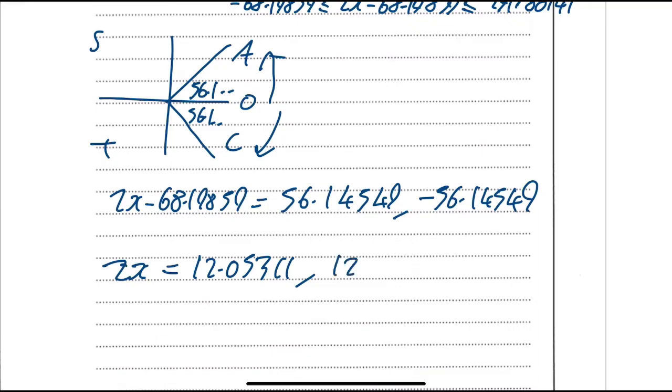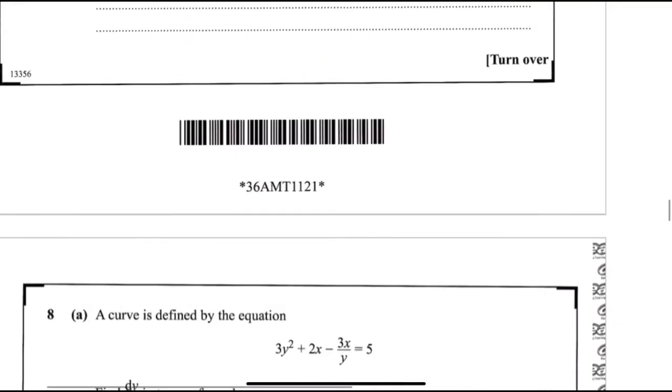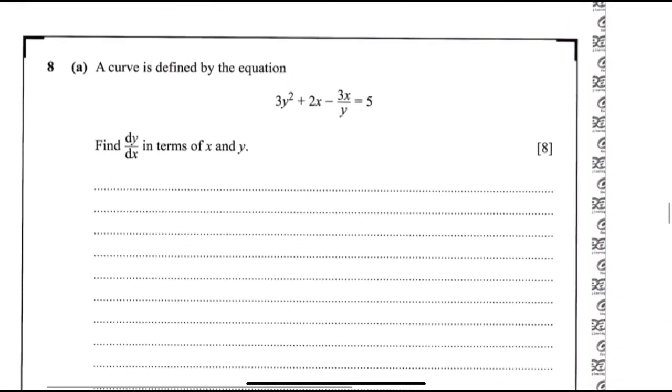You'll have 12.05311, or 124.34408. And divide through by 2 for your x, you'll have 6.03 degrees to 3 significant figures, and 62.2 degrees, and both those were to 3 significant figures.